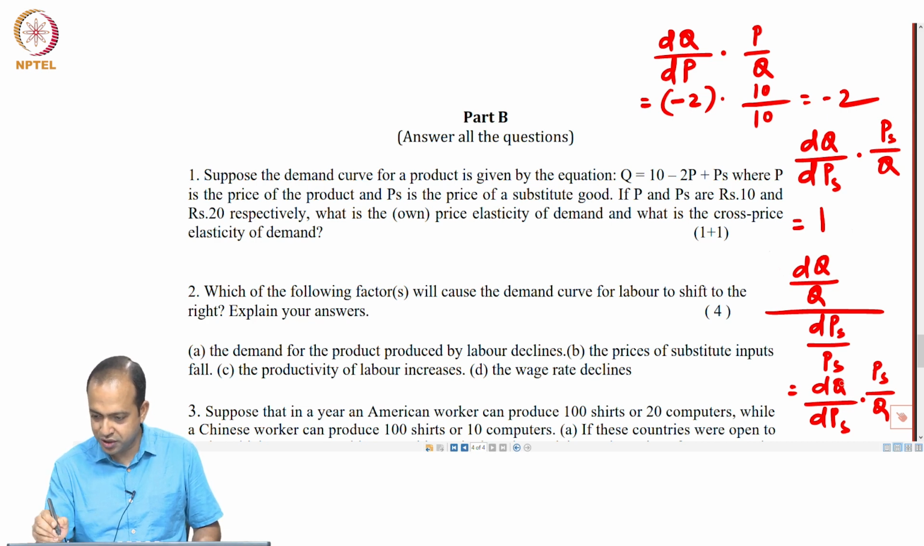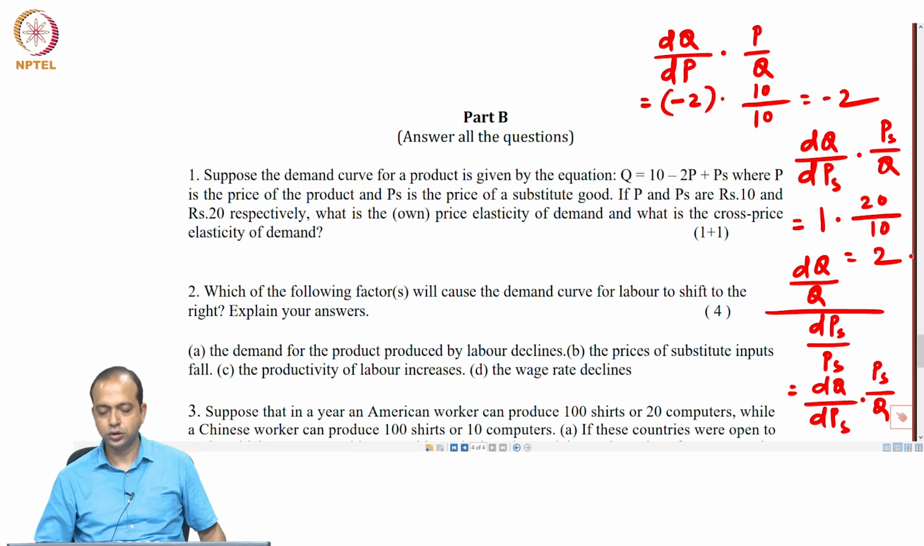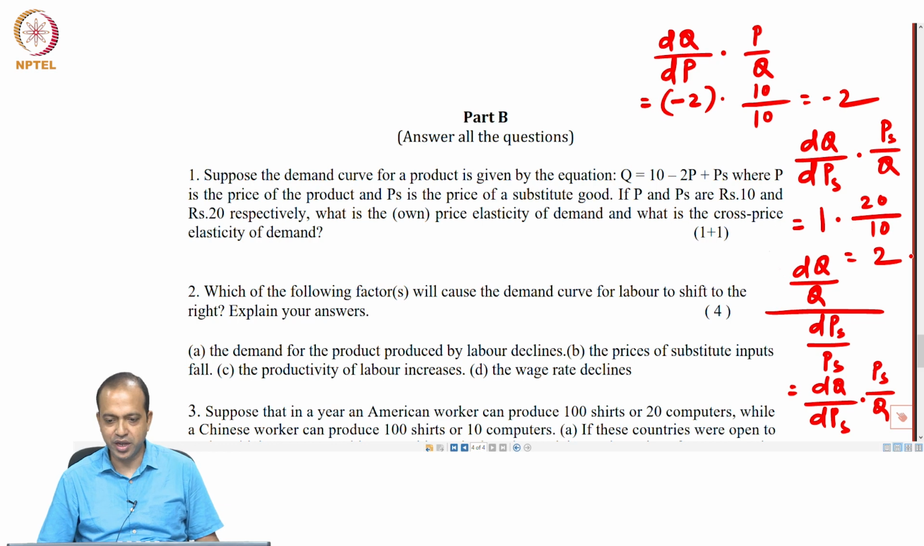So, dQ/dPS is 1, and PS is actually 20, and Q equals 10, that we have found out. So, that equals 2. Is this clear? So, own price elasticity of demand is minus 2 and cross price elasticity of demand is 2.